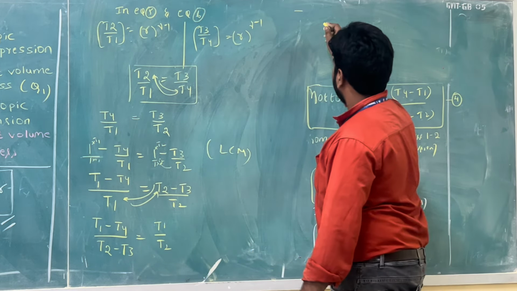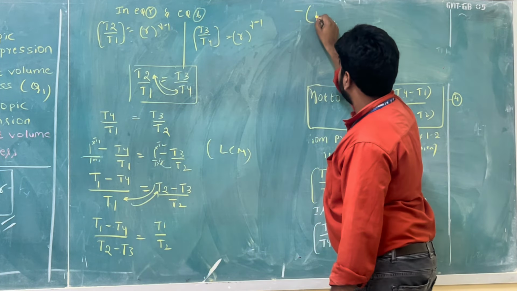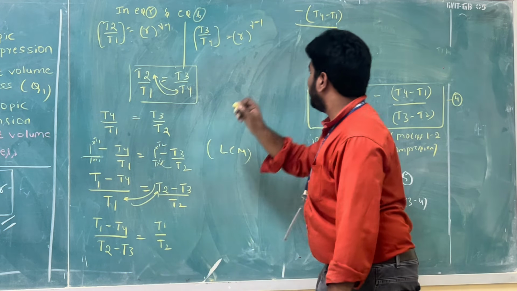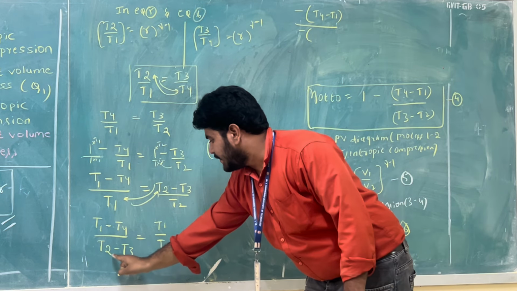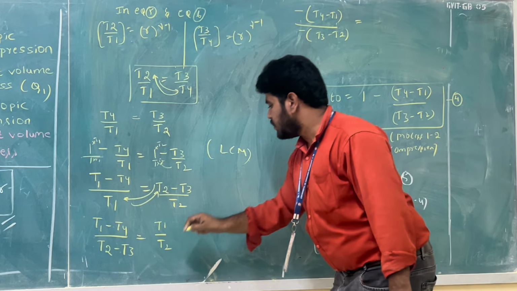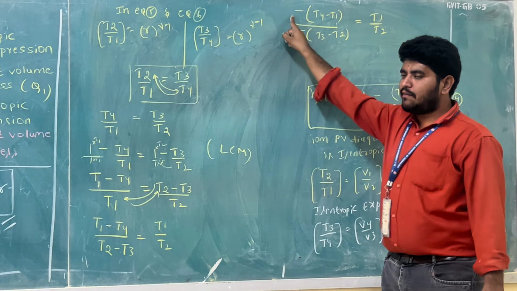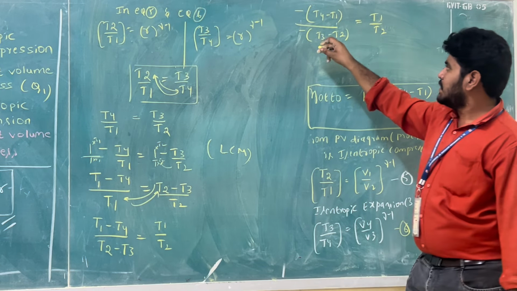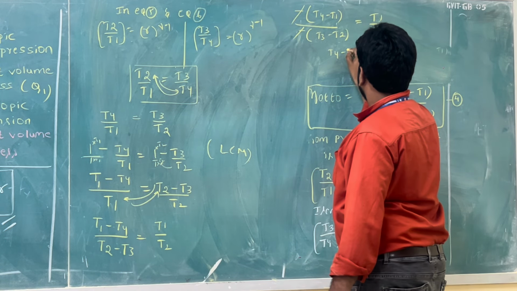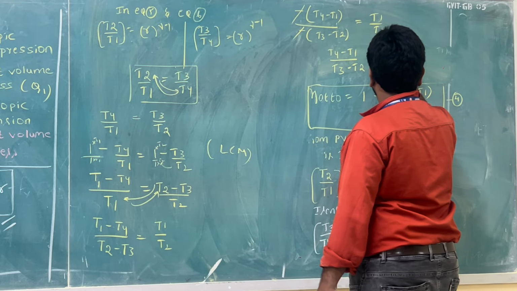If I take minus common, minus into plus will become minus, and minus into minus will become plus. So I can write it like this: minus (T4 minus T1) divided by, again in the denominator we take minus common, so I get minus (T3 minus T2), is equal to T1 by T2. Now you can see that in the numerator we have minus and in the denominator we have minus, so you can cancel them. So I can write that (T4 minus T1) divided by (T3 minus T2) is equal to T1 by T2.